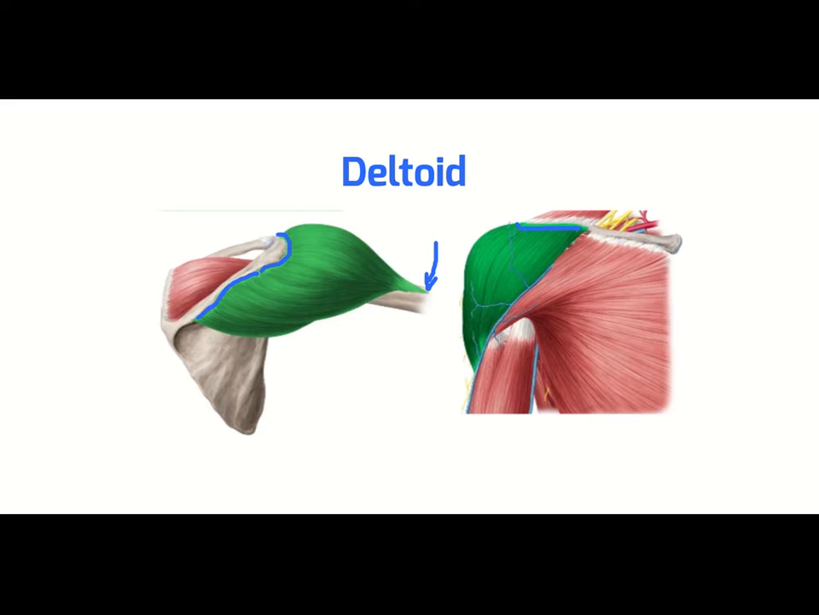So all of the fibers contribute to abduction of the glenohumeral joint, and then the anterior fibers specifically are responsible for flexion, medial or internal rotation, and horizontal adduction of the glenohumeral joint. And the posterior fibers are responsible for extension, lateral or external rotation, and horizontal abduction of the glenohumeral joint.